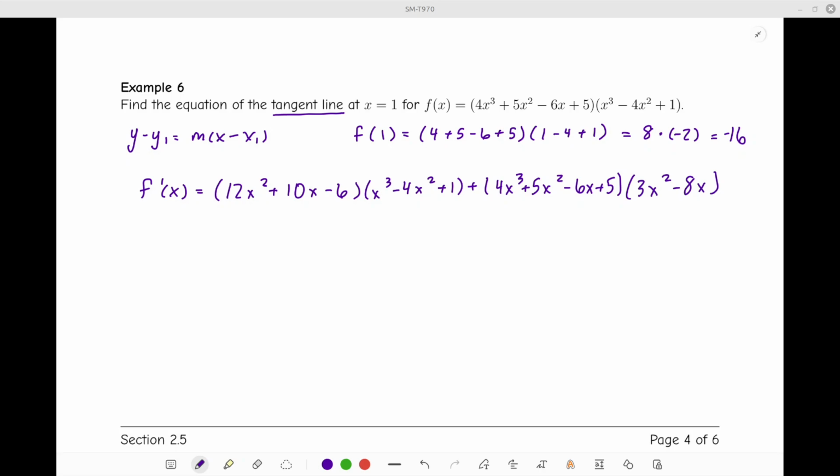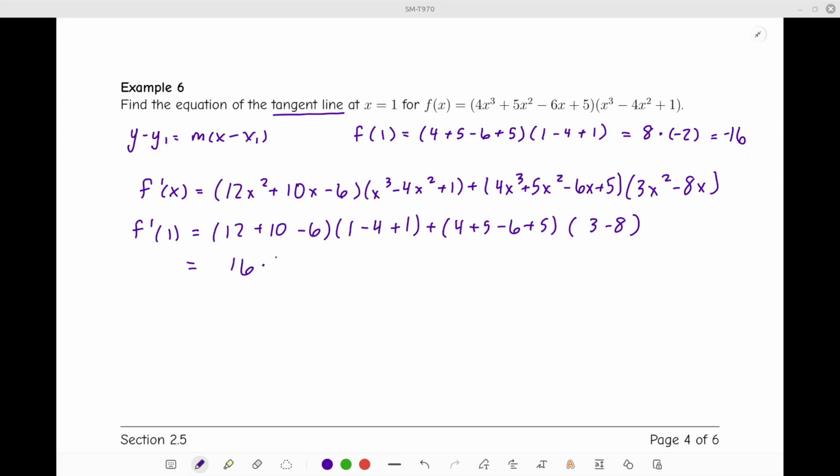Now, thankfully, we aren't expected to expand this out, because that could be tedious. I just need to find the slope at 1. So I'm going to plug 1 in for x. So that's 12 plus 10 minus 6, times 1 minus 4 plus 1, plus 4 plus 5 minus 6 plus 5, times 3 minus 8. So we get 16 times negative 2, plus 8 times negative 5, which is negative 32, minus 40, which is negative 72.